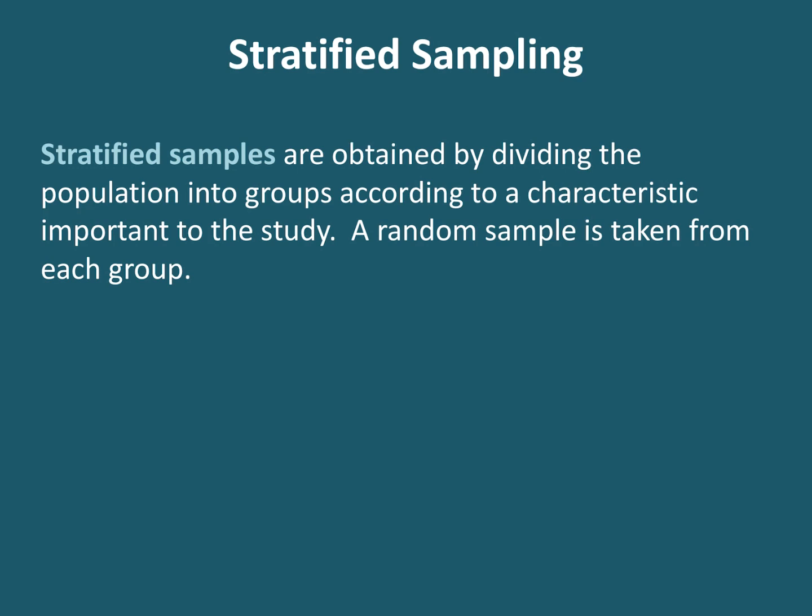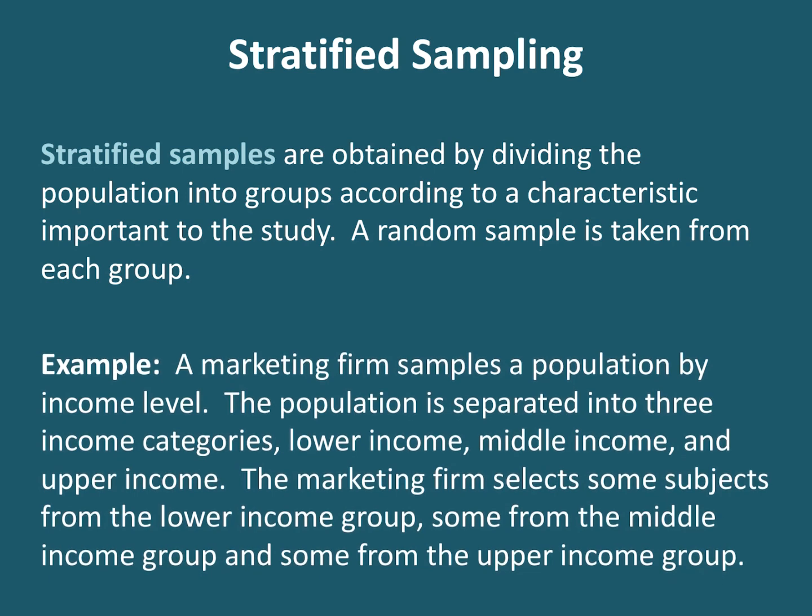Now, stratified samples are slightly different than systematic. They are obtained by dividing the population into groups according to some sort of characteristic or attribute that's important to the study. Previously, you saw me talk about this when I was talking about age groups. Now, a random sample is going to be taken from each group once these are stratified.